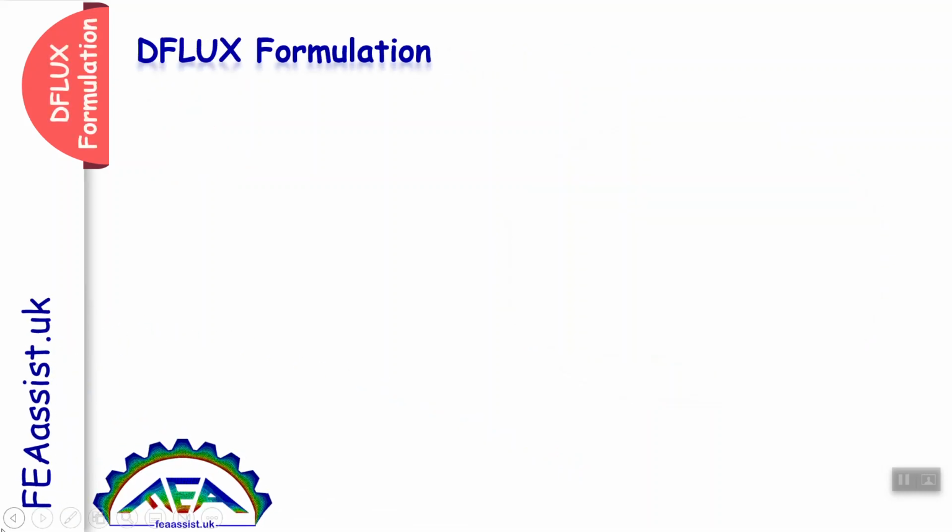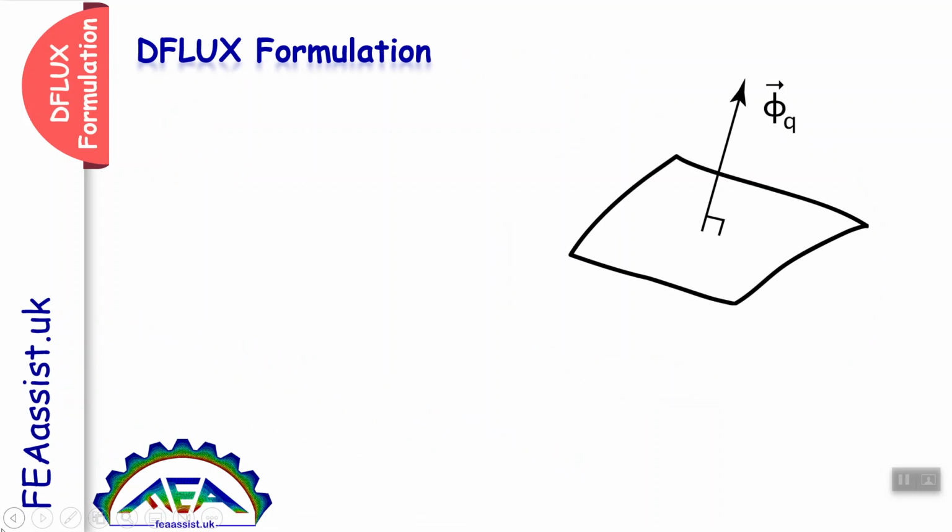DFLUX formulation. Before going to details of the formulation, you need to understand flux. What is flux? In heat transfer problems, flux is the amount of heat, the amount of energy, transferring through a unit of area in unit of time, which is a function of the derivative of temperature with respect to x in one-dimensional problems. For mass diffusion problems, it is a function of the derivative of concentration with respect to x. And in mass diffusion problems, flux is the amount of atoms, molecules, moving objects transferring through a unit of area in unit of time.